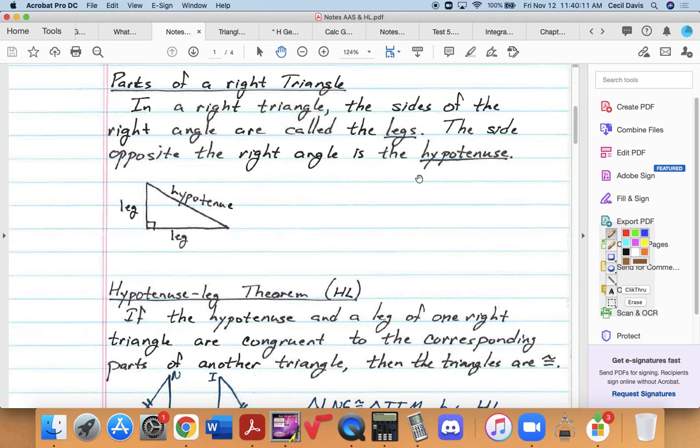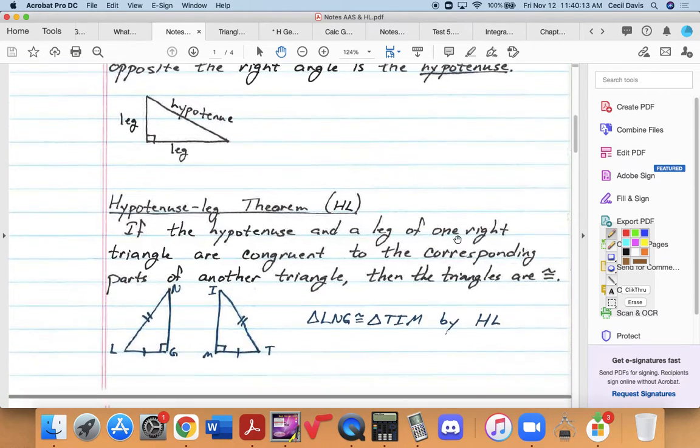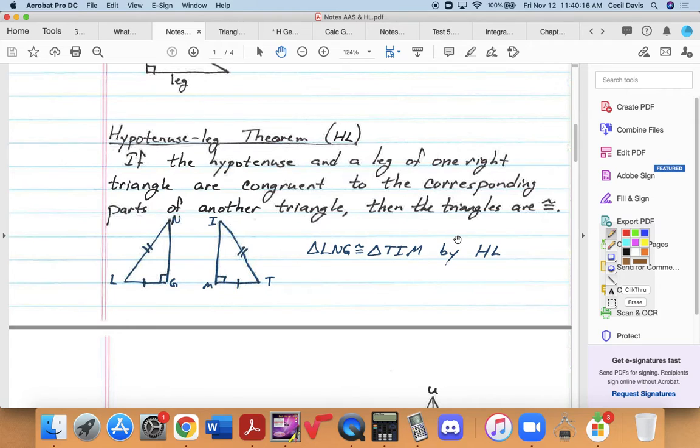Okay. So, hypotenuse leg is the last way we can prove triangles congruent. And it says that if the hypotenuse and one of the legs, it doesn't matter which one, of one right triangle are congruent to the corresponding parts in another triangle, then those triangles are congruent. Notice that in order for this to work, you have to have a right triangle. If you don't have a right triangle, you don't have a hypotenuse. If you don't have a hypotenuse, you can't use hypotenuse leg. We'll see this come up in a couple of the proofs that we do.